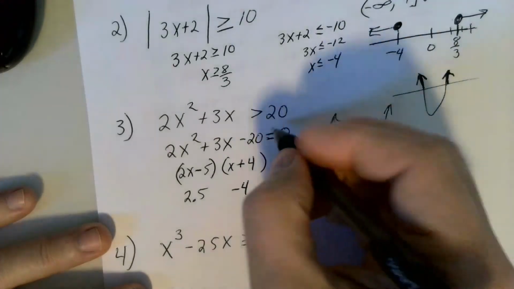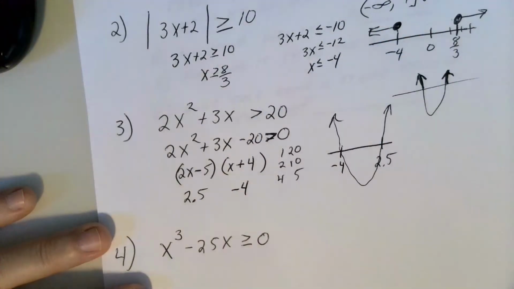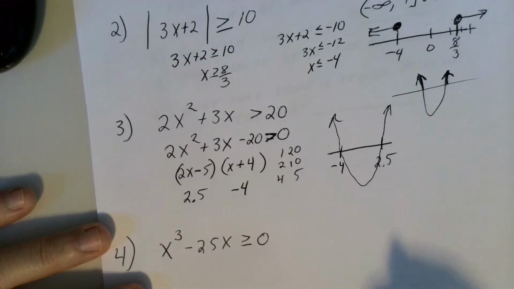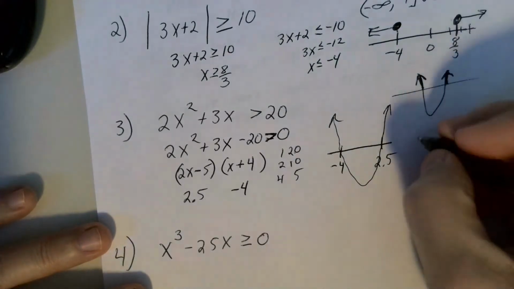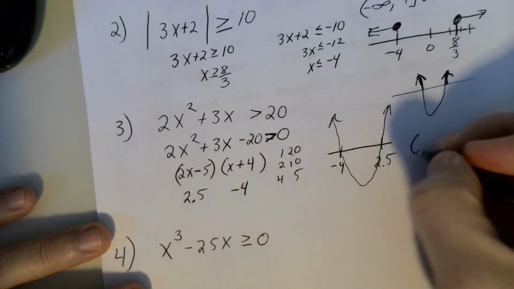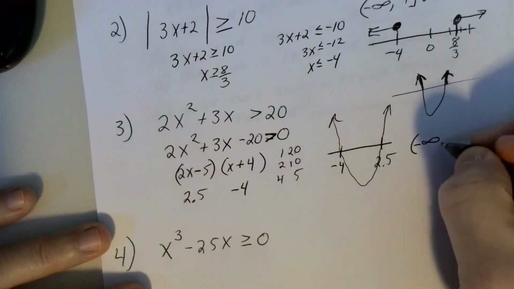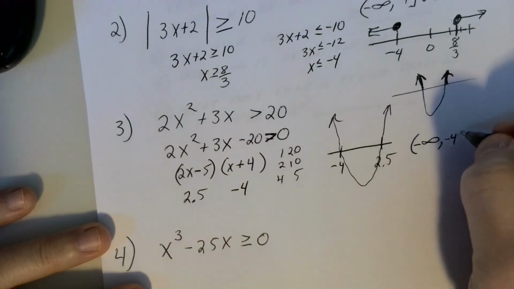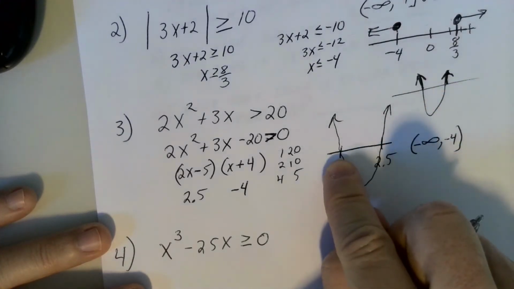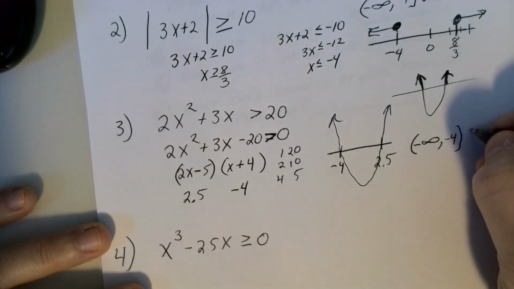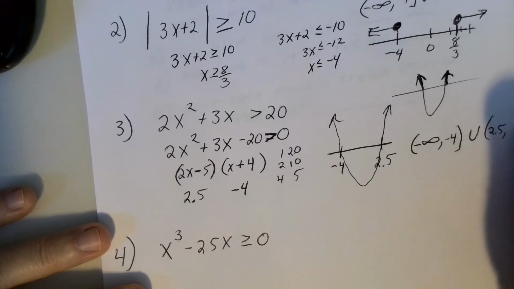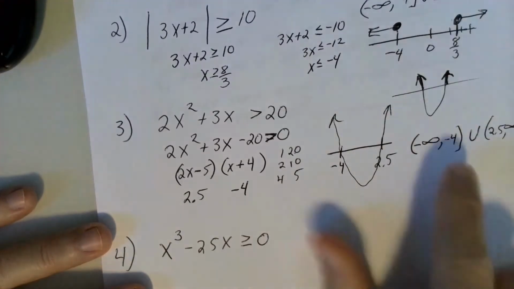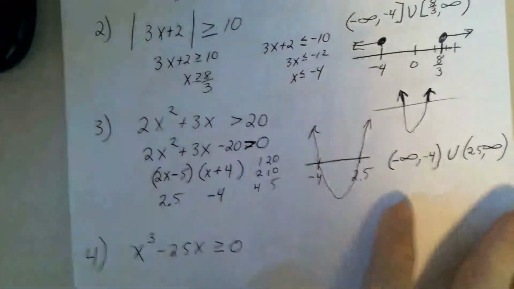And we wanted to know where it was greater than 20, so it's the same thing here. It's greater than 0. Now I can look back at the graph. So where is it greater than 0? All of these spots above the line. So my solution set for this is from negative infinity to negative 4, not including negative 4, because at negative 4 it equals 0, and we need it to be greater than. And union from 2.5 to infinity.